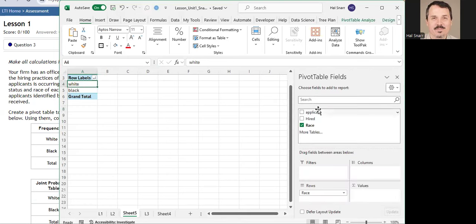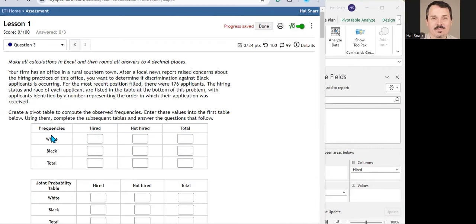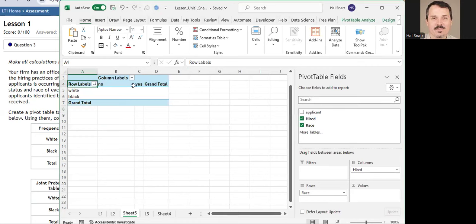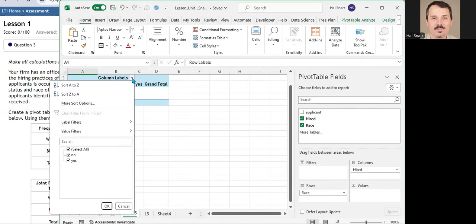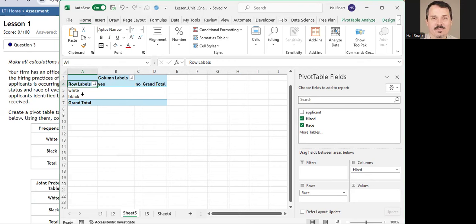Okay. And then hiring status is in the columns, right? So I'm going to click on this to bring back the pivot table fields. I'm going to drag hired into the columns. Now, the first column is hired, so that should be yes. And the second column is not hired, which should be no, right? So I need to flip these. So I'm going to come up here. I'm going to click on Z to A. Okay, so yes, hired, and then not hired, right?